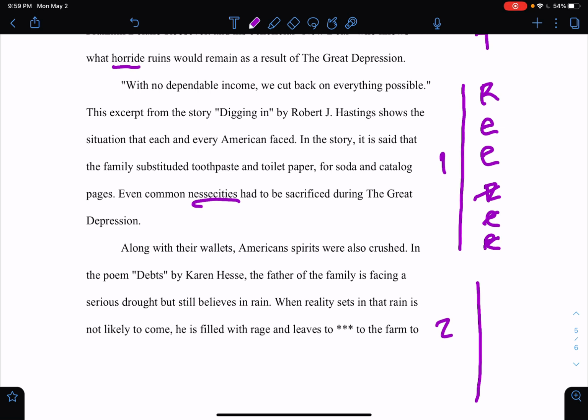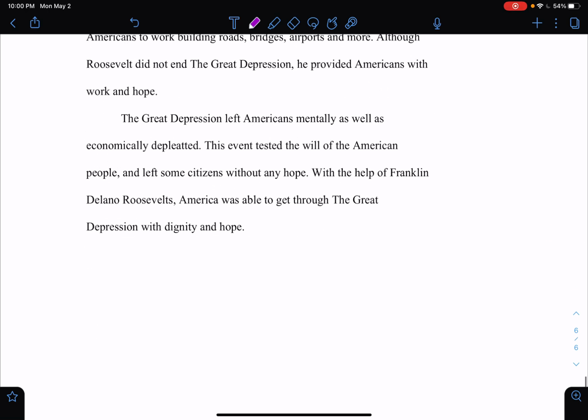Please remember to use quotes when citing evidence from a source. Please push yourselves to have the proper amount of evidence, and also push yourselves to have a conclusion that has a summary of what you've talked about. For example, this kid said, the Great Depression left America mentally as well as economically depleted. This event tested the will of the American people and left some citizens without any hope. With the help of Franklin Delano Roosevelt, America was able to get through the Great Depression with dignity and hope.